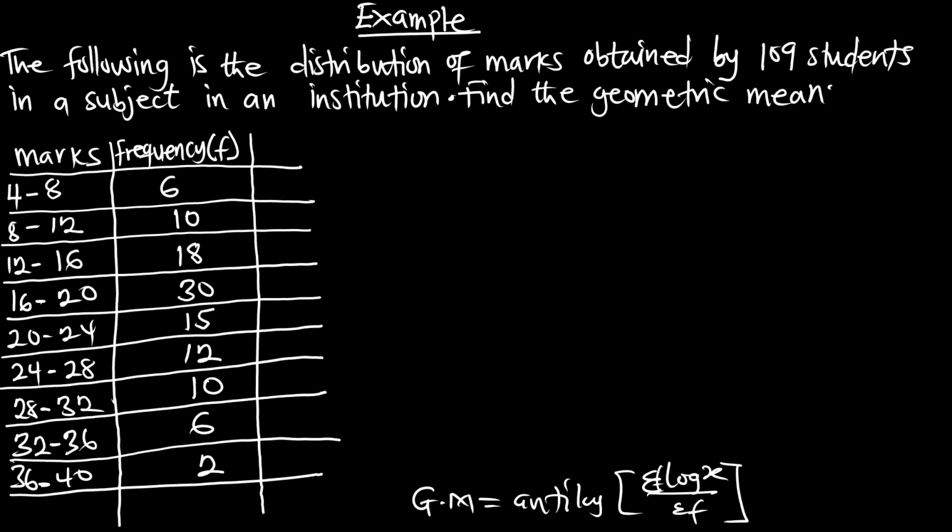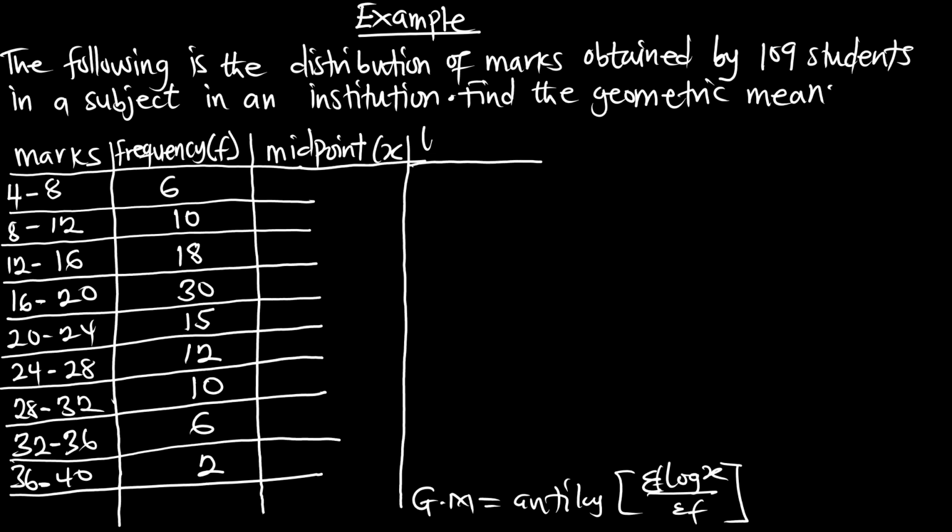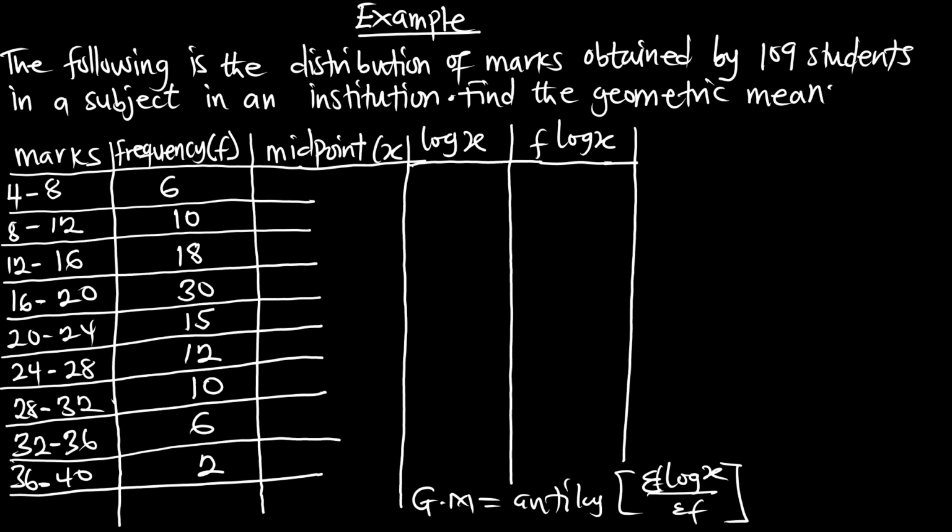So the midpoint of the class will be our x. So we have that column created. We will also have another column which will be log of the x. That column will be created before we get the frequency multiplying the log x. That column will also be created this way. So once you know your formula, it helps you to fish out the information needed to fill your table. Are you okay? So you have to pay attention and fill it.